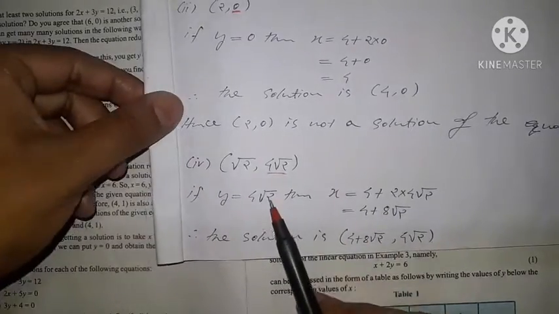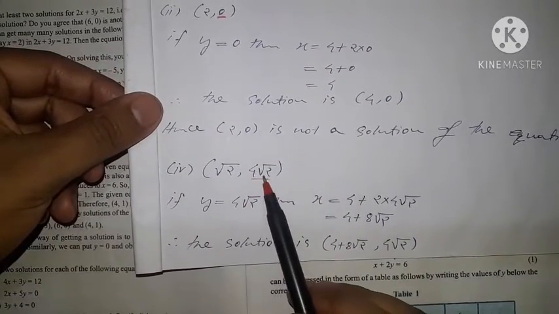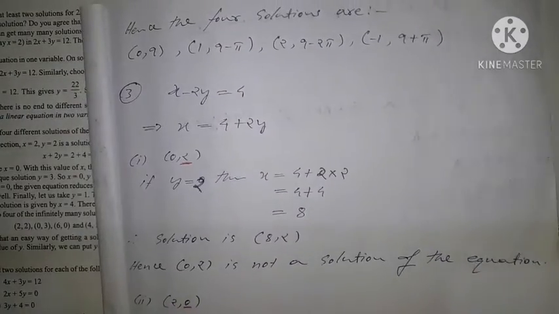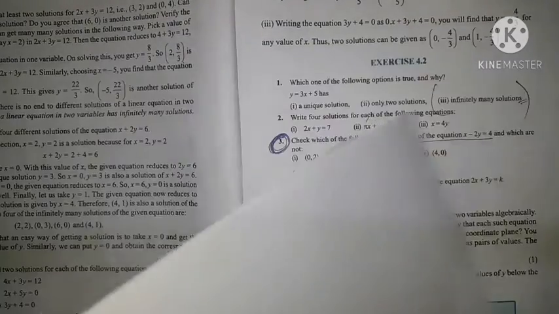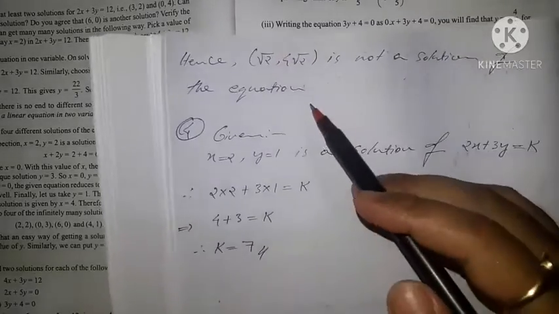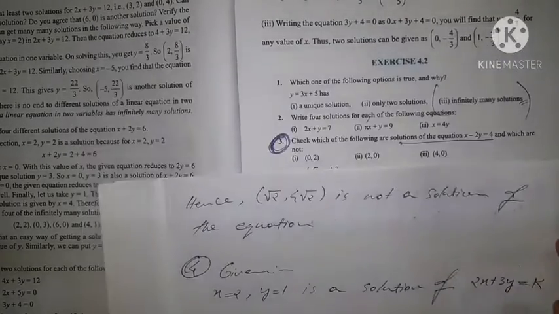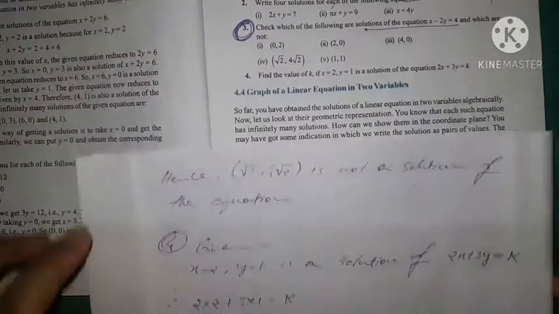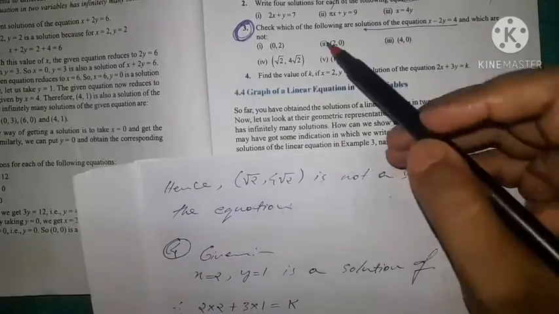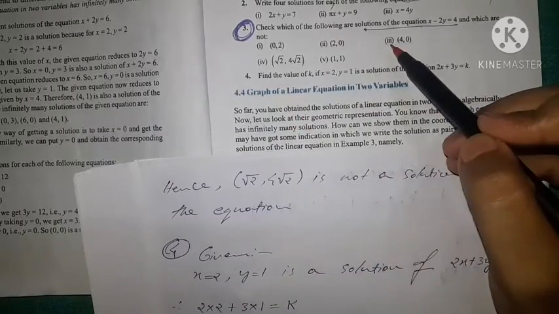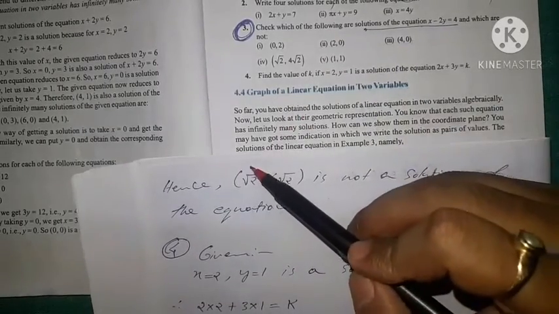But in the question it is given as (root 2, 4 root 2). Since it is different, hence (root 2, 4 root 2) is not a solution of the equation. Similarly, you can do Roman number 2, Roman number 3 and Roman number 5.